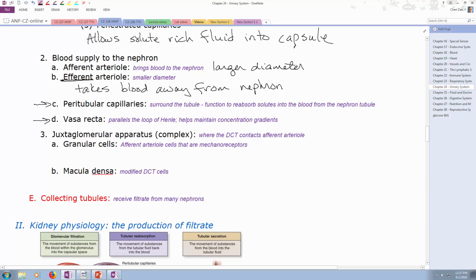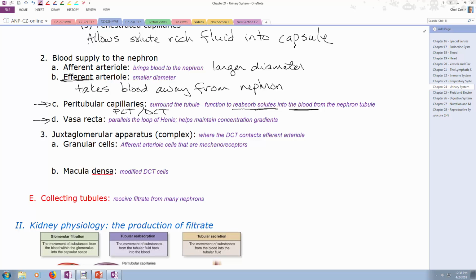Peritubular sounds like it's around the tubes, and indeed they surround the PCT and DCT of the tubes. Their function is to reabsorb, which means take the stuff that's in the filtrate that we want to keep in our body back into the blood. And if we reabsorb solutes, if we bring our solutes back into our vascular system, what always comes with solutes?